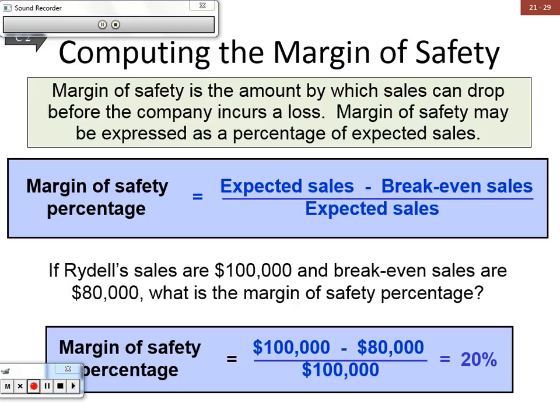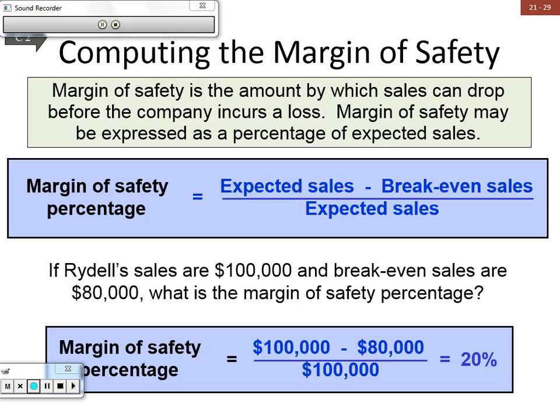Right? So expected sales minus break-even sales divided by expected sales. In this particular example, this company sells 100,000 and their break-even is how much? Do you see what I mean by your level of safety can be up here? The break-even can be somewhere down here. Who wants to just break even? Yes, you do in the event that your sales decline.